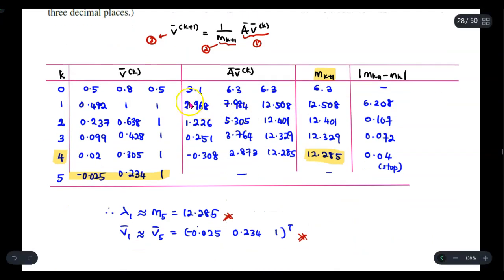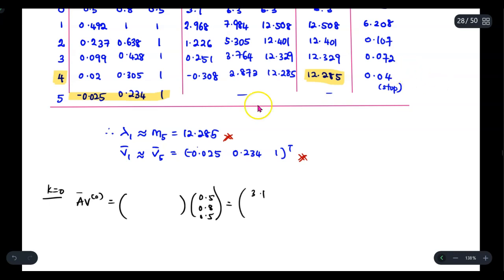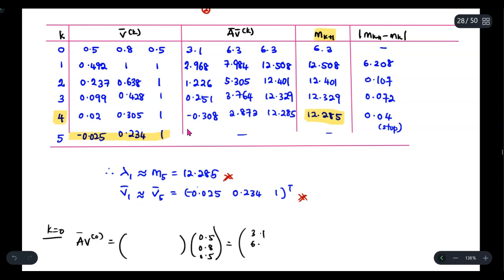Okay, the answer might be slightly different, especially at the last number in your calculation here. It would be slightly different if you do the manual calculation. By manual calculation, for k equal to 0, you will compute A v0. So you are going to write down your matrix A here, you are going to write down your v0, and again somehow here you will have 3.1 basically based on the table here, and we tally with the manual calculation, that's supposed to be how it works.